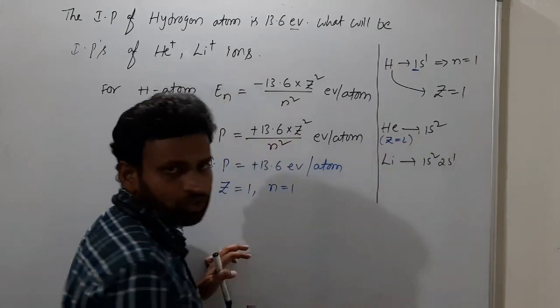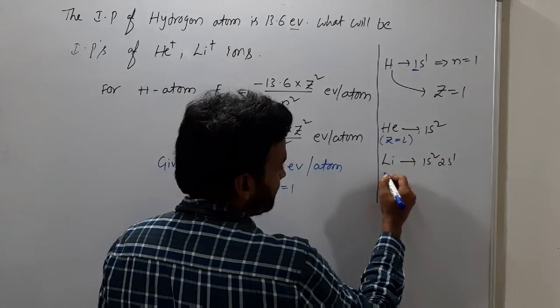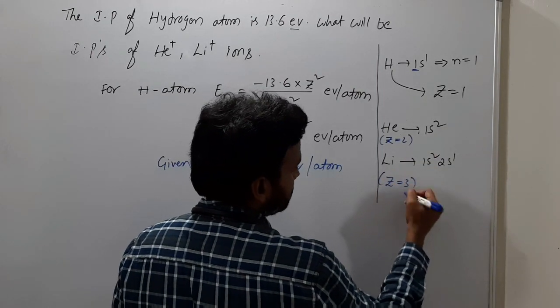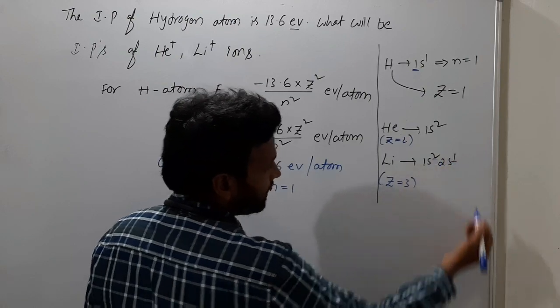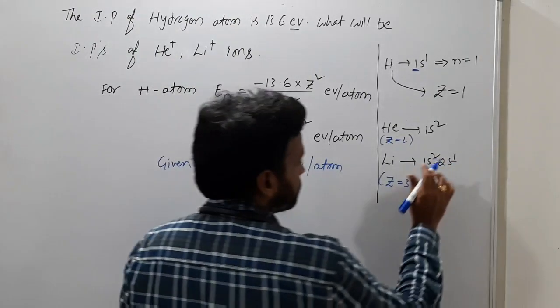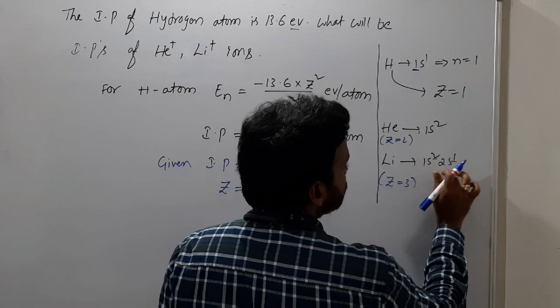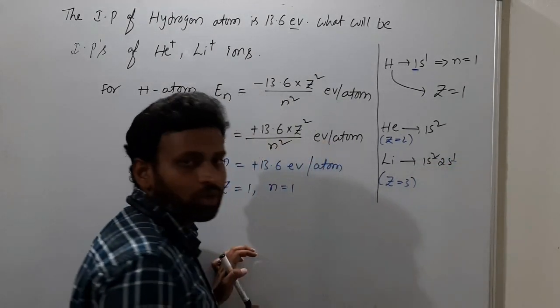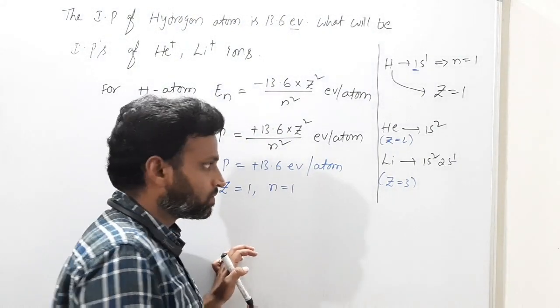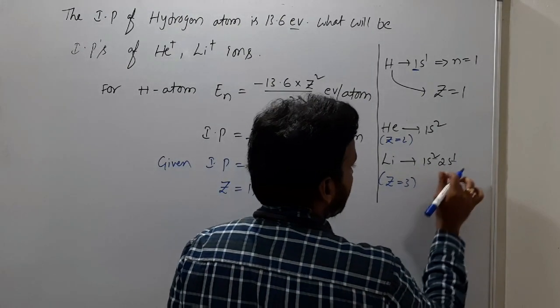Here the atomic number is 2, so 2 electrons. Lithium atomic number is 3, so 3 electrons, 2 plus 1. These powers indicate electrons. So lithium has 1s2 2s1. So 2 plus 1, 3 electrons you have for lithium. So for lithium you have 1s2 2s1.